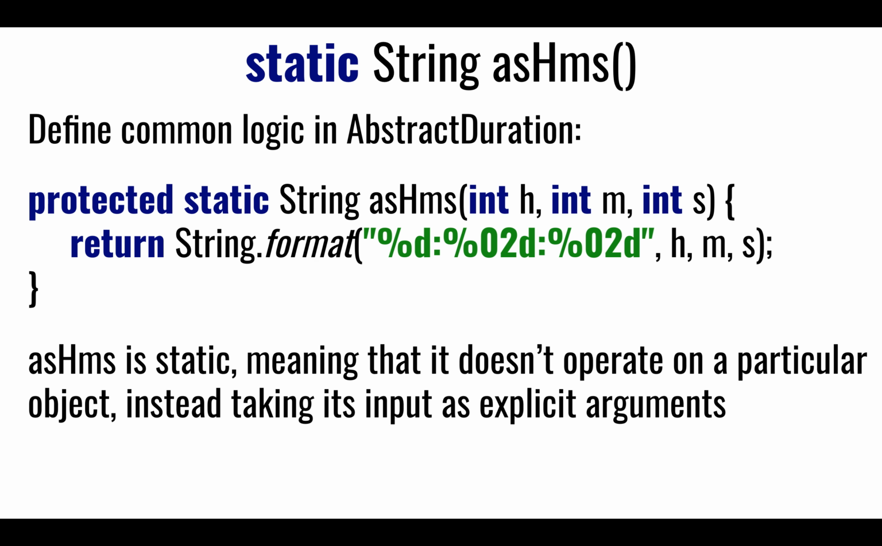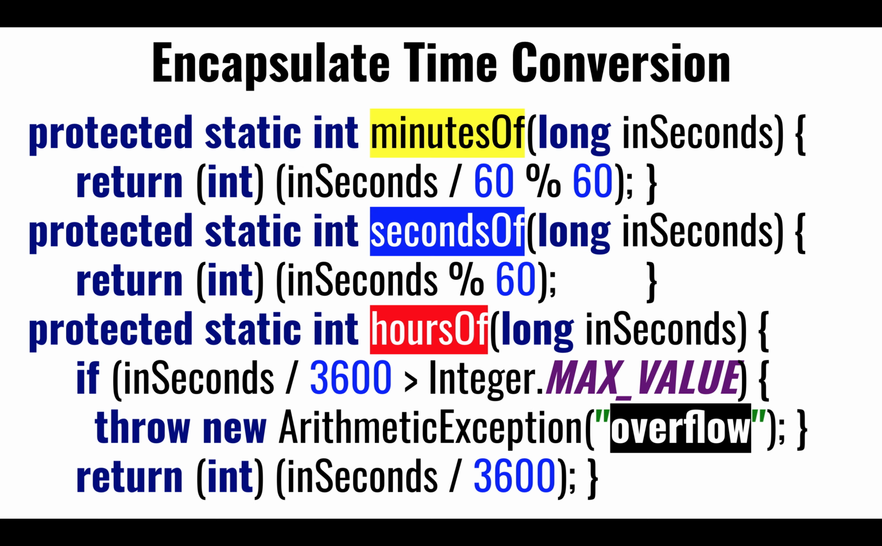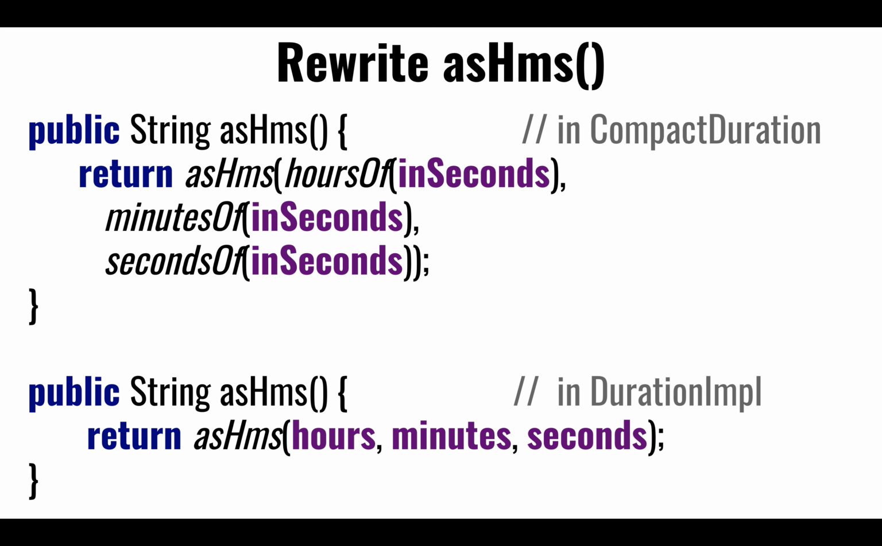There's no point of it living in every single instance, right? So we can move it over to a static function in the abstract duration. Now that we have this, we can go back, right? And everywhere where we had this formatting, we can replace it so that they access this static method instead.